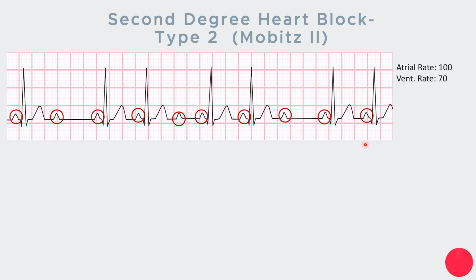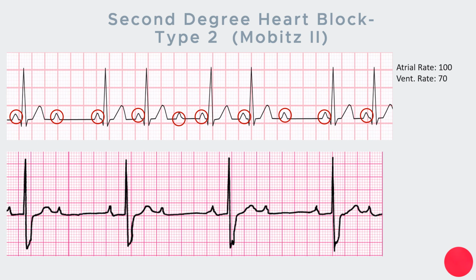In this particular example, your R to R interval is irregular, as the conduction ratio is 3 atrial beats to 2 ventricular beats. So we have three atrial beats and then one dropped beat. So we conduct 2 and then we drop a beat, and that's why we have our conduction ratio showing an irregular pattern. Our atrial rate is 100 beats per minute, as well as our ventricular rate of being 70.